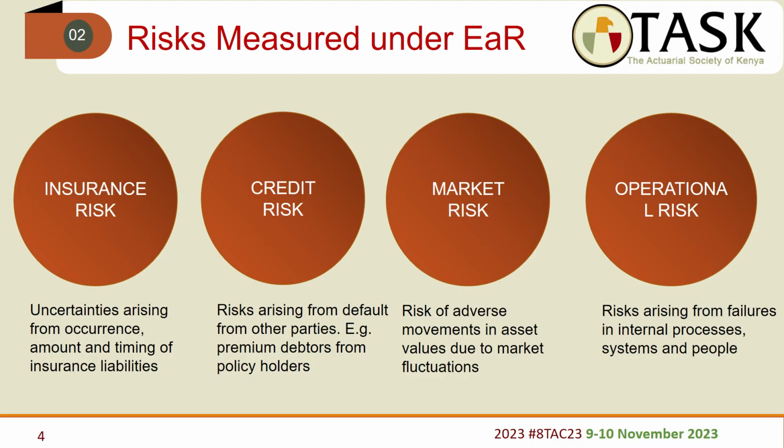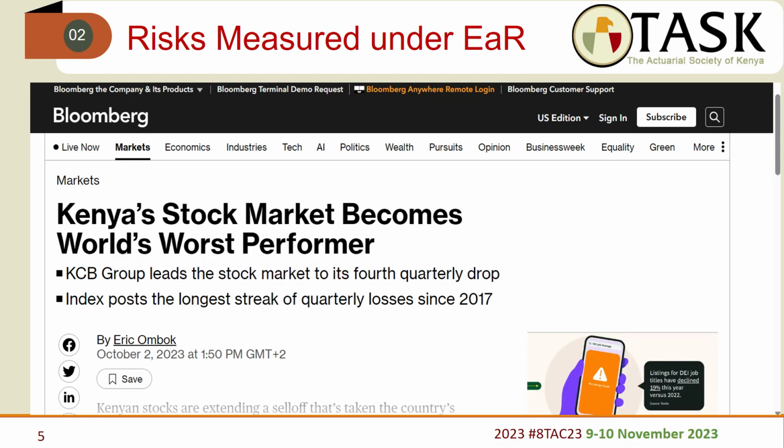The other thing is operational risk. This would arise if maybe your models are not working well, and you end up making a loss because of an error in your models, or your people are not, for one reason or another, able to do what is expected of them. And just to emphasize market risk, what you're seeing on your screens is a screenshot of a Bloomberg article talking about how our stock market is performing poorly. So next year, 2024, will be a big one on market risk.